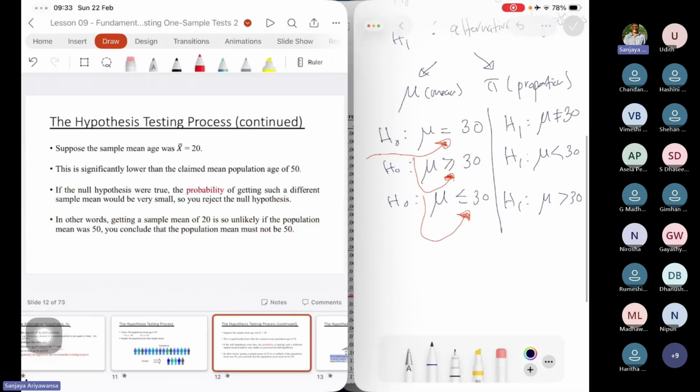What does it mean to do a hypothesis test? That's what I'm talking about in this particular, very basic example.